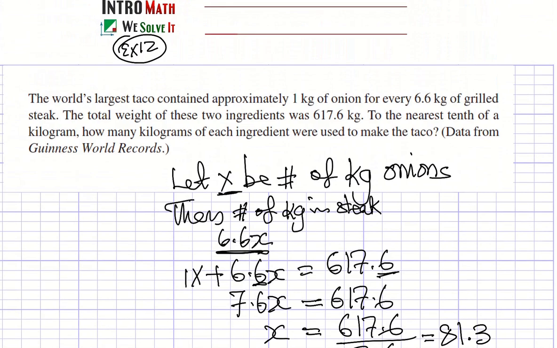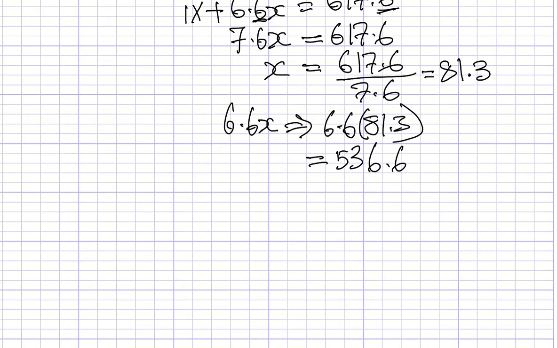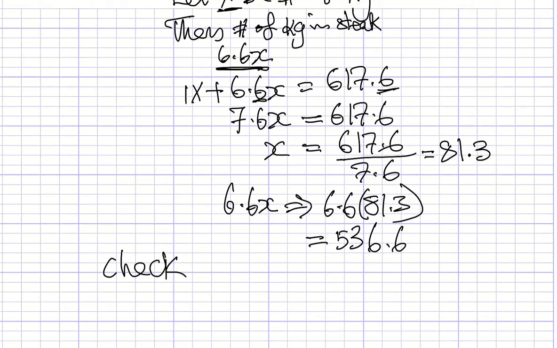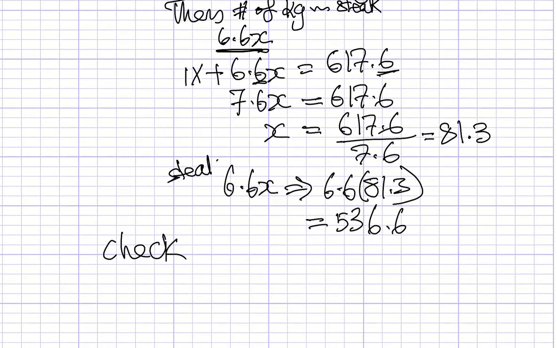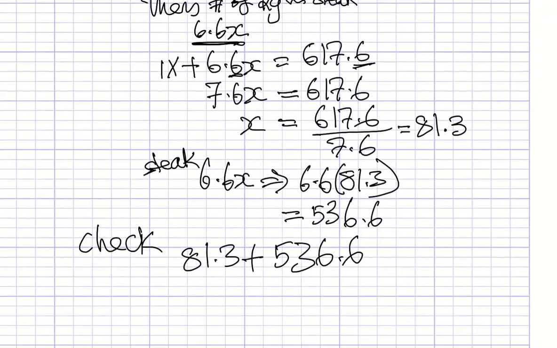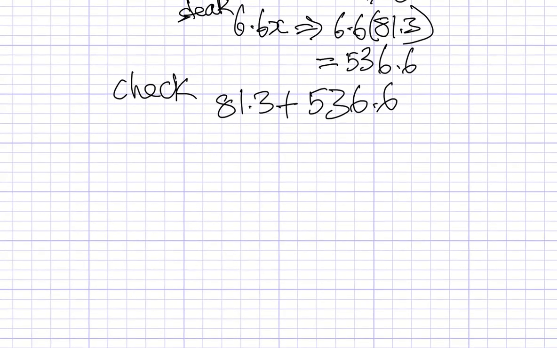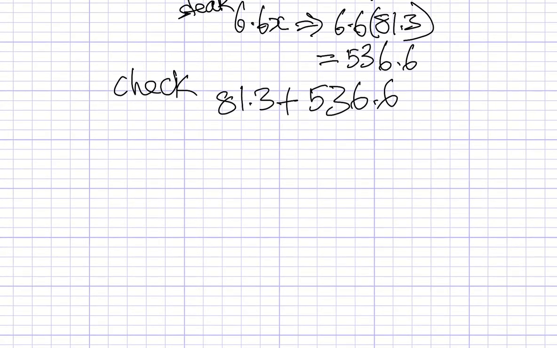let me see, the total is right there. Okay, so if you check it, this is the kilograms contributed by steak. So if you check it, if you add those two, you add 81.3 plus 536.6. Let me see. What did they give us? All these fractions, man. If you add those two, what do you get?